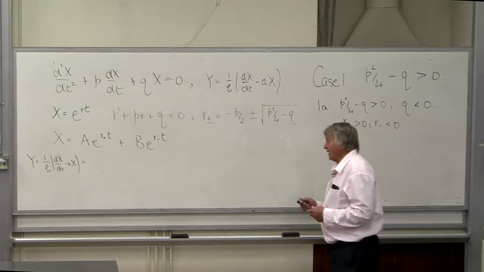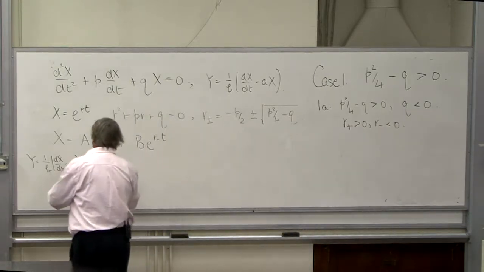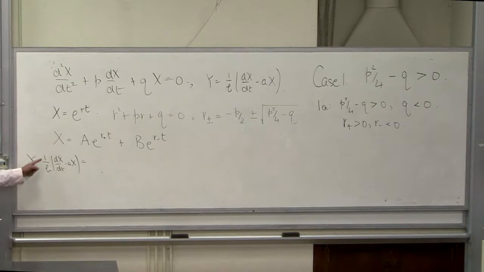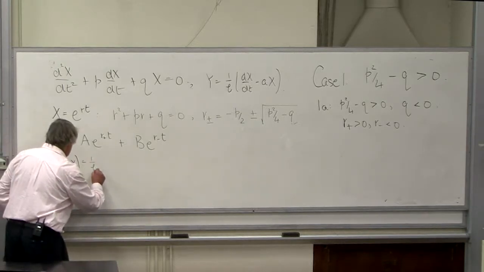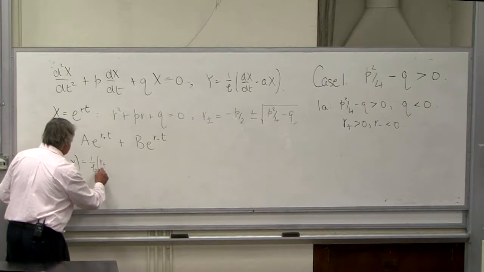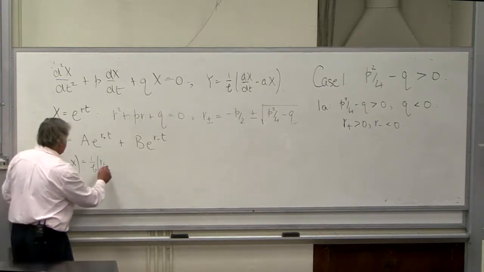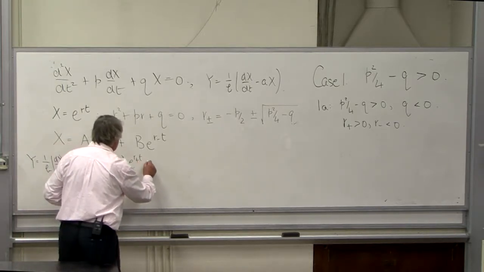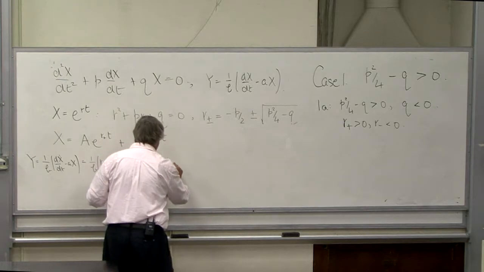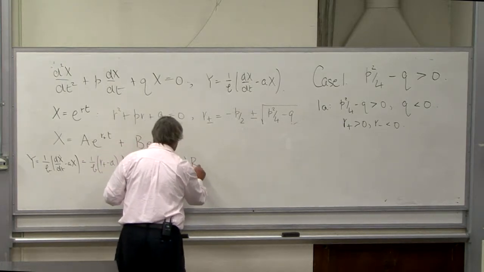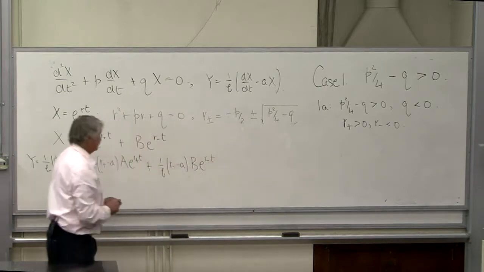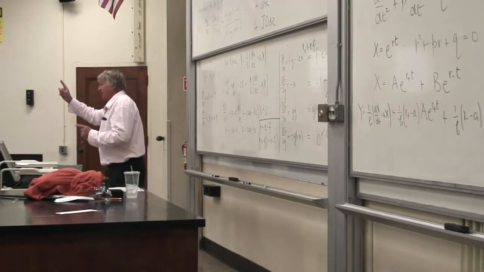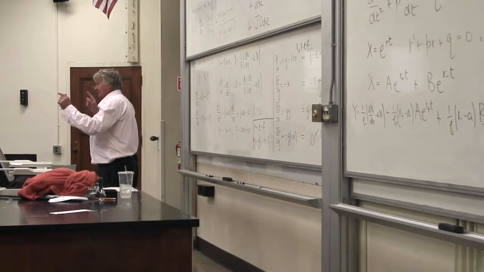So now what are we going to find? We're going to find that x is this and y will be something like, when you work out what that is, 1 over b dx by dt will give me an r plus and then minus a times capital A equal e to the r plus t, and then I'd have 1 over b r minus a times b e to the r minus t. Right? But now the r plus is positive, the r minus is negative.